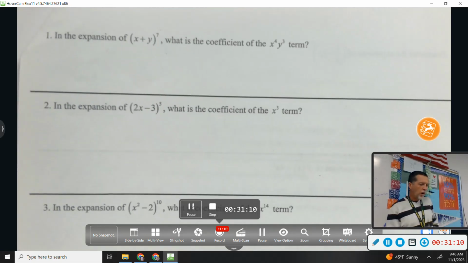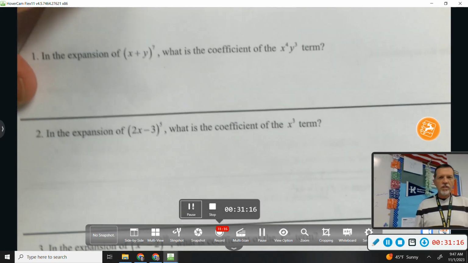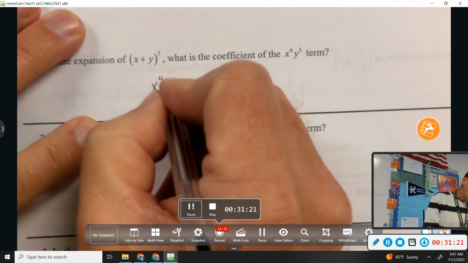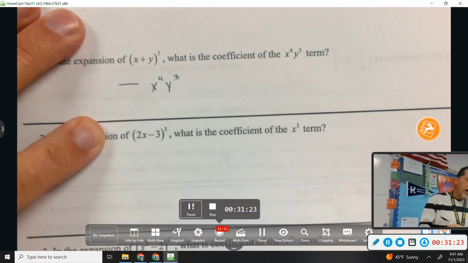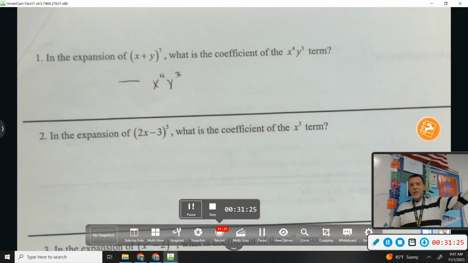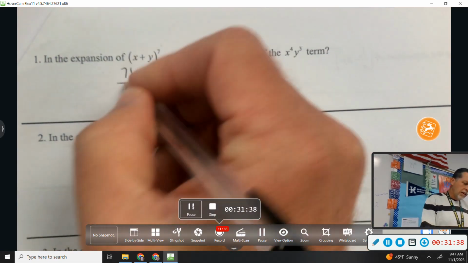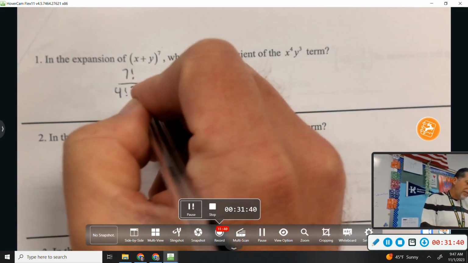All right, some more problems. In the expansion of x plus y to the 7th, what is the coefficient of the x to the 4th y cubed term? Dia, tell me what goes where. Okay, so the 7 factorial is on top. Yep. It's over 4 factorial and 3 factorial. Yeah, that's it.